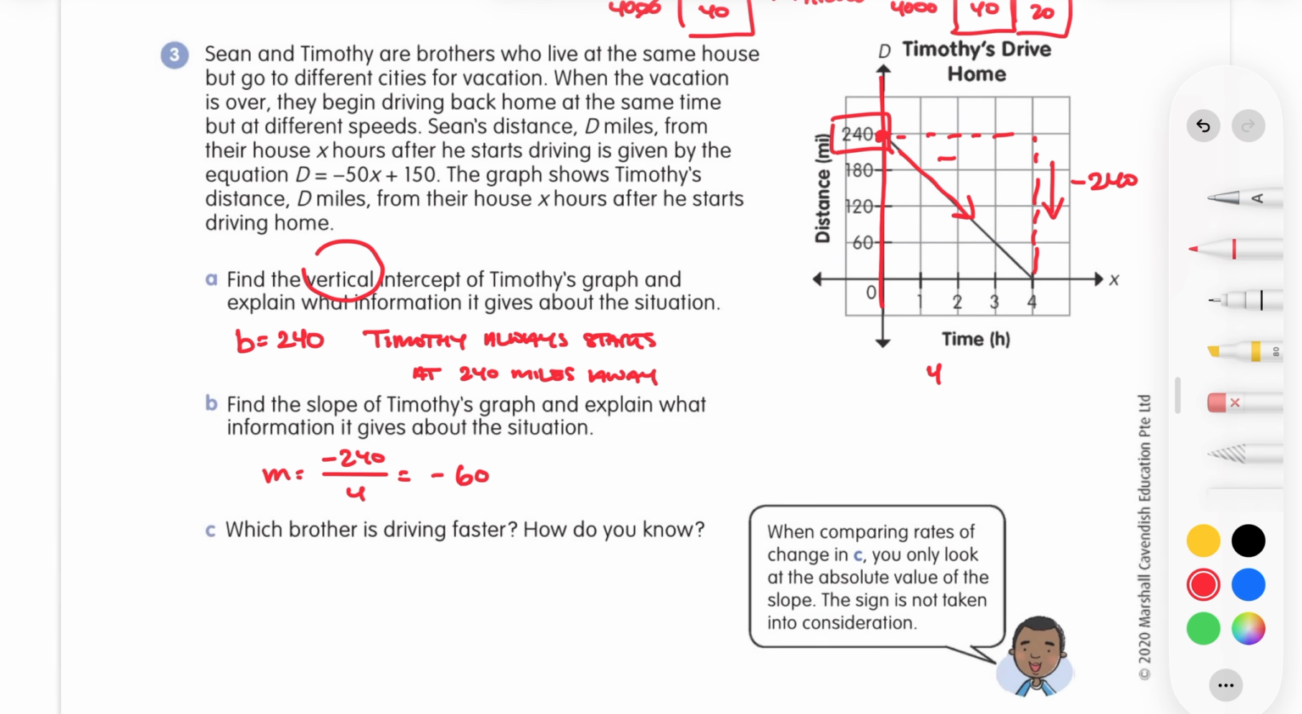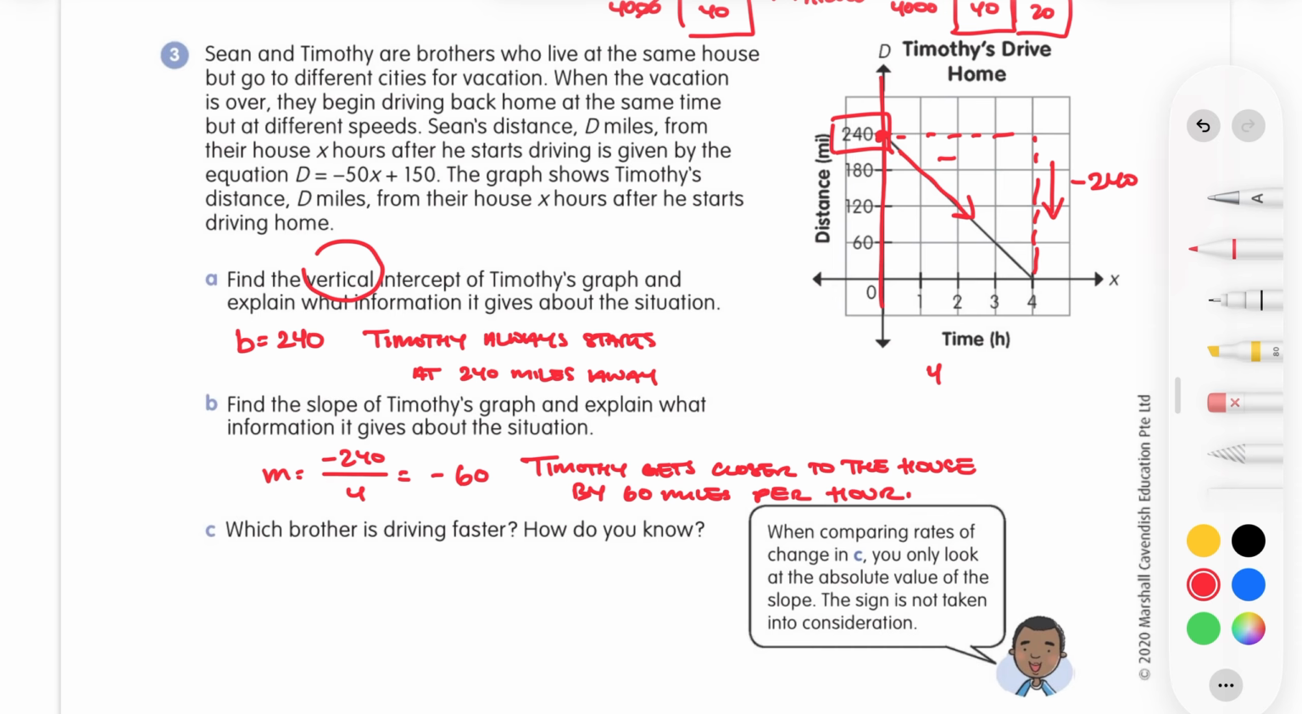Now, what does it tell us about this situation? So we could tell here that Timothy gets closer to the house by 60 miles per hour. Now, you might notice that I'm not putting negative 60 miles. That's because I'm putting the context of the story, right? I know that the negative actually symbolizes how much closer he's getting to his house.